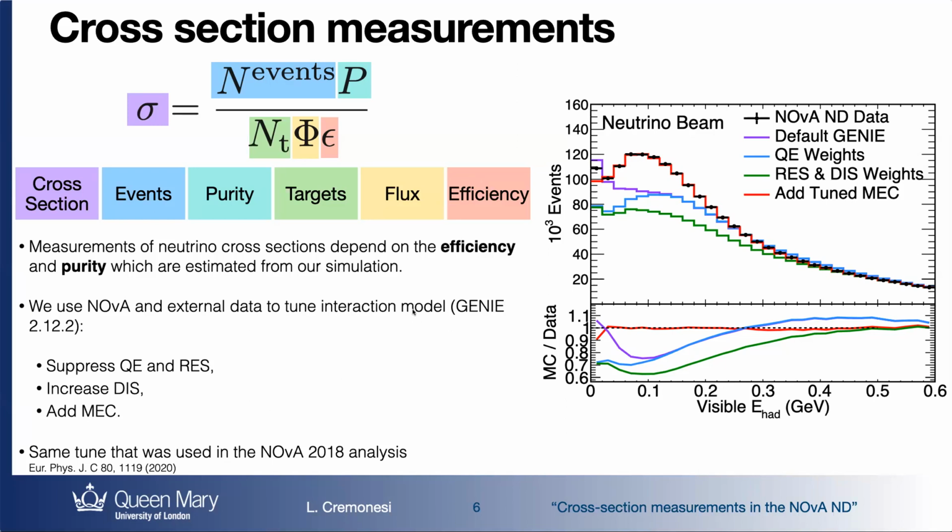And if you're wondering, wait a second, why do you make this correction and then measure a cross section? The reason is because we need to apply the purity corrections and the efficiency corrections. So we need a model that is at least close enough to our data to be able to do that. That's why we apply the correction before making the measurement.